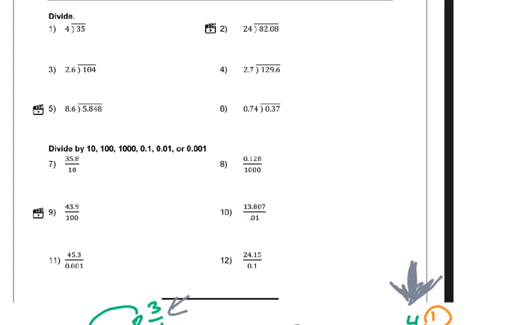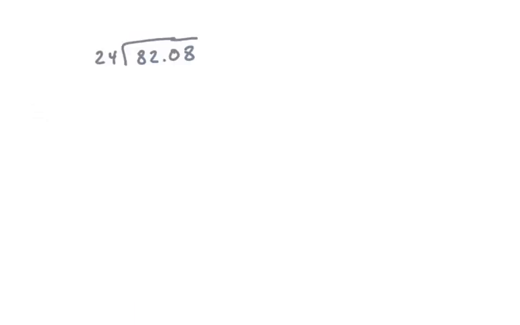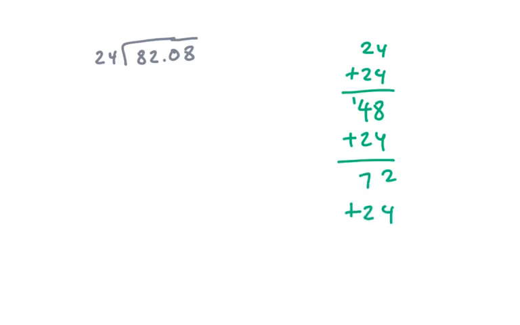But let's do another one where we just go straight in and do long division. So we're going to do number 2. Here we have number 2. We're going to see how many times 24 goes into 82.08. So again, off to the side, I'm going to write 24, and I'm just going to keep adding 24 until I get to some number that is over 82. So 1 and 4 is 5, 5 plus 2 is 7, and we know this next one's going to go over. I'm going to go ahead and calculate it.